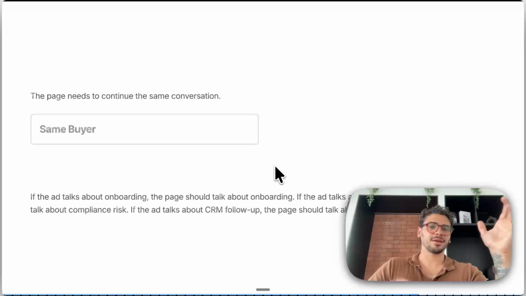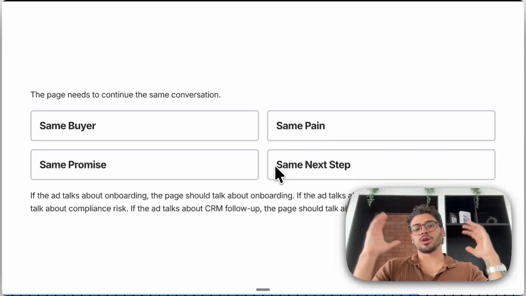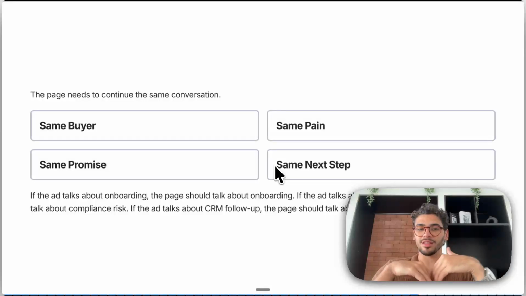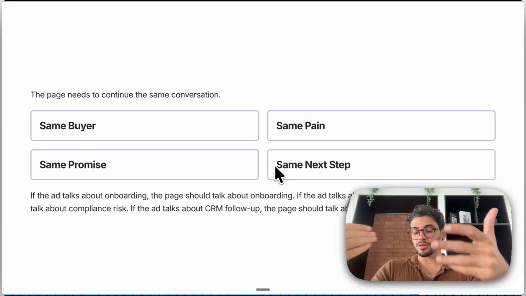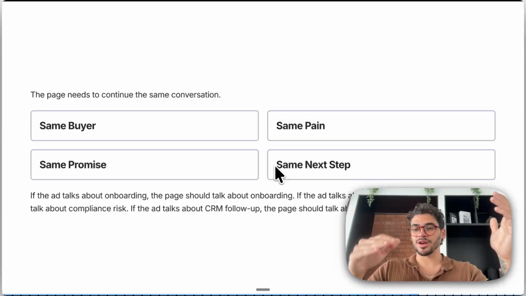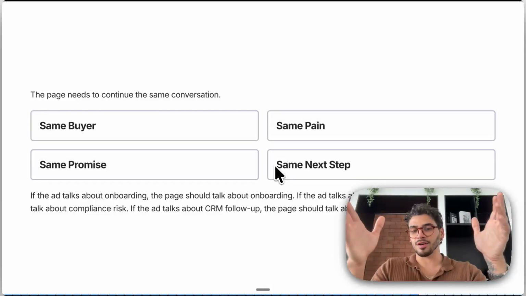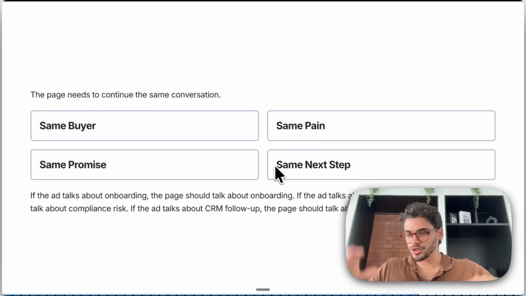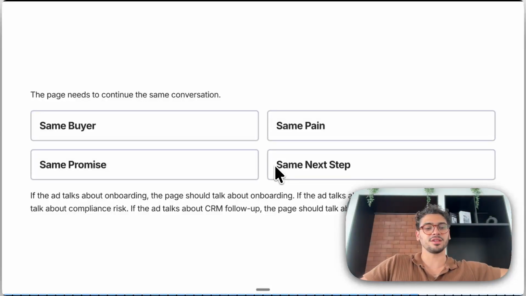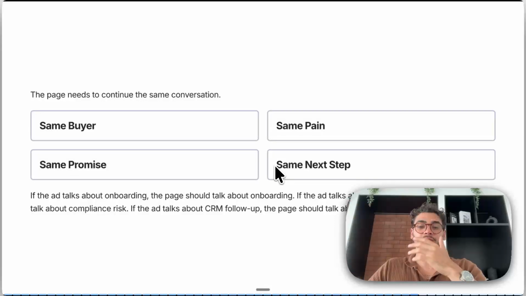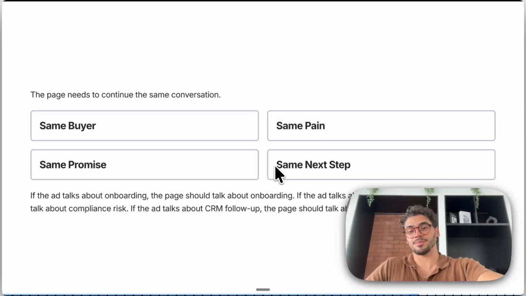Here, another example. The page needs to continue the same conversation, the same buyer that you are advertising for, the same pain, the same promise, and the same next step. If the ad talks about onboarding, the page should talk about onboarding. If the ad talks about compliance risk, the page should talk about compliance risk. If the ad talks about CRM follow-up, the page should talk about follow-up. They shouldn't talk about different features, different promises, different pain points. You should talk specifically about solving that specific problem.